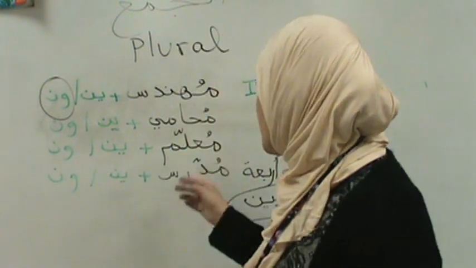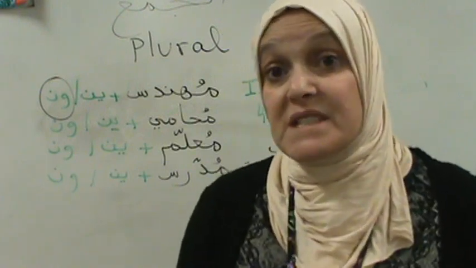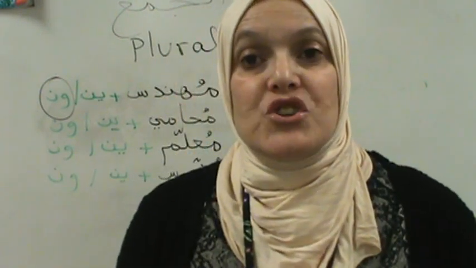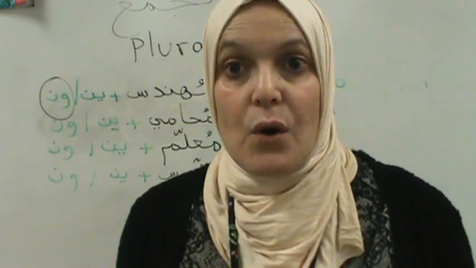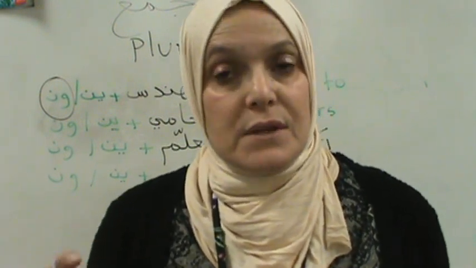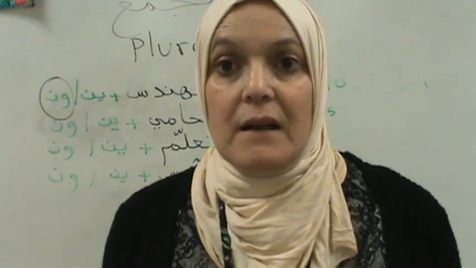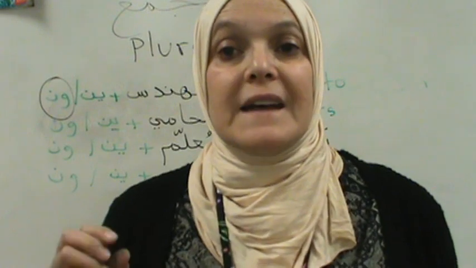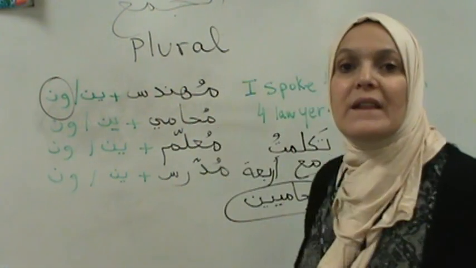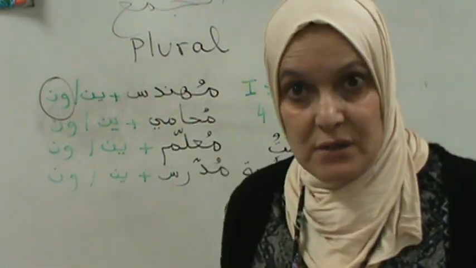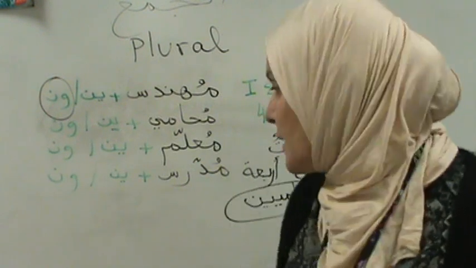If you want to say 6 engineers built my school, 6 مهندسين بنوا مدرستي. So again, you need to think, when do I use the un versus the in? Un is when these are doing the action. They are doing the verb.